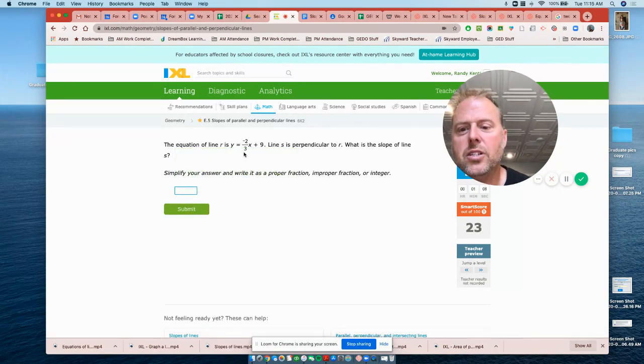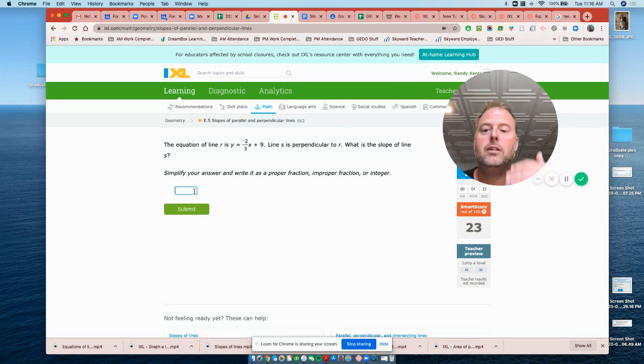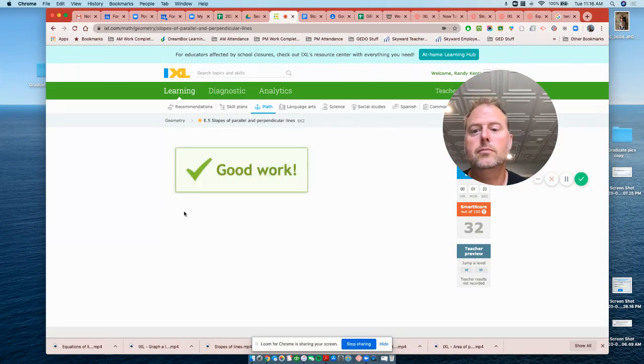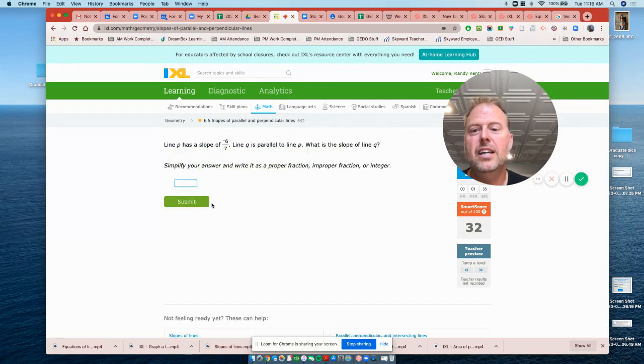The equation of the line R is y equals negative 2/3 x plus 9. S is perpendicular. What's the slope of line S? Again, we don't care about what the y-intercept is in this case. We just care about what's the slope. So since the slope of the one line is negative 2/3, a perpendicular line would have a slope that would be the negative reciprocal. So we flip it over and change the sign. So it would be 3/2.